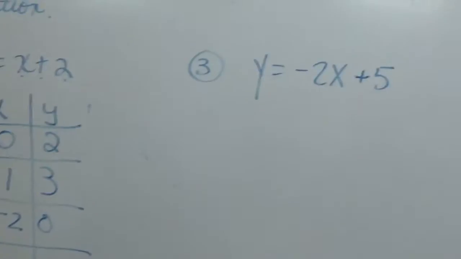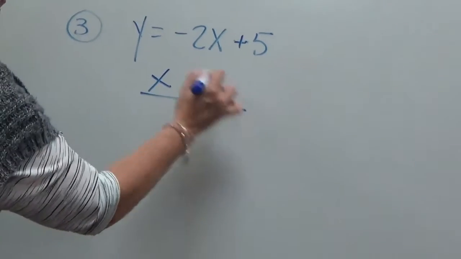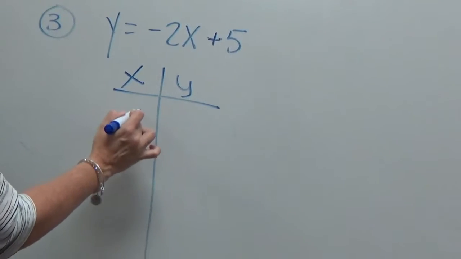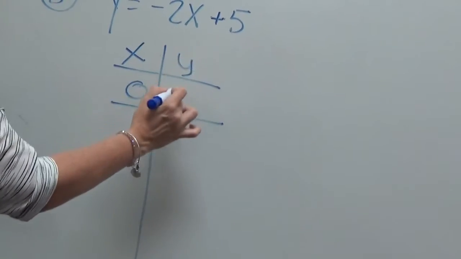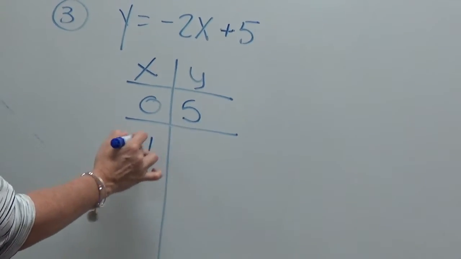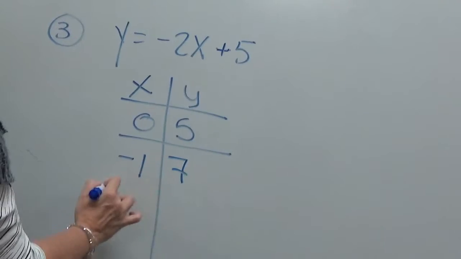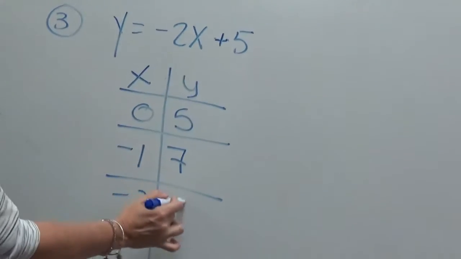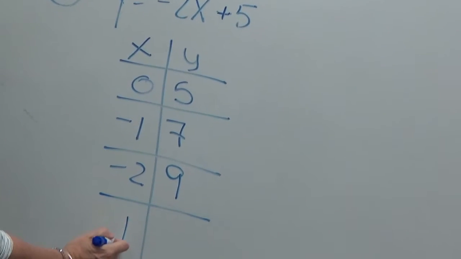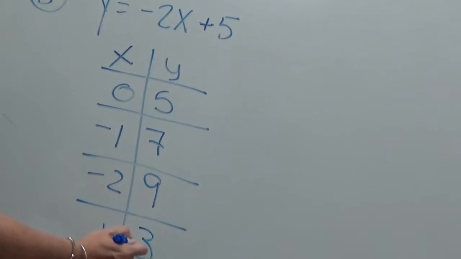Over here, it says y equals -2x plus 5. You're going to do an xy table. Pop in some numbers. 0: 0 times -2, 0 plus 5, is 5. -1: -1 times -2 is 2, plus 5 is 7. -2: -2 times -2 is +4, plus 5 is 9. And +1: +1 times -2 is -2, plus 5 is 3. All right, moving right along.